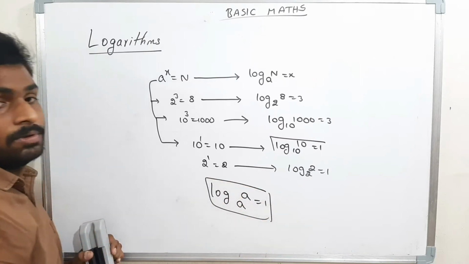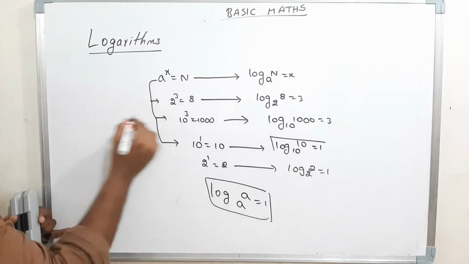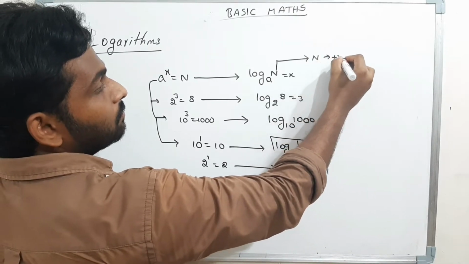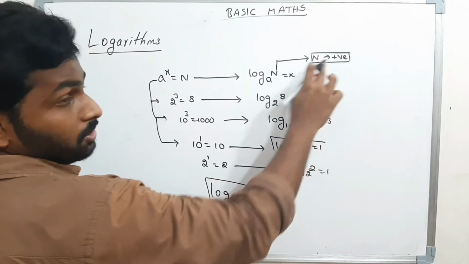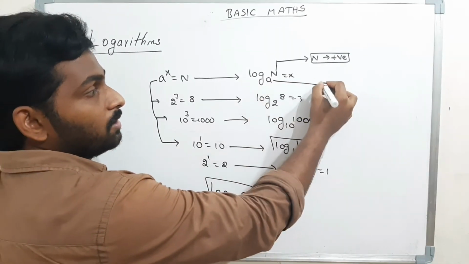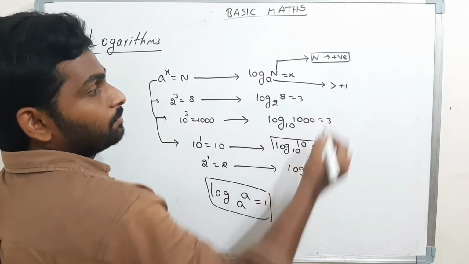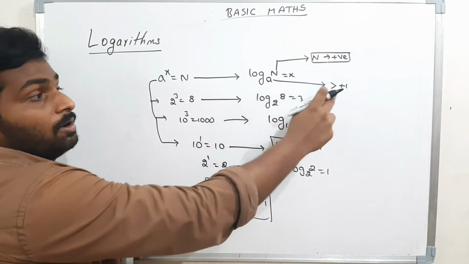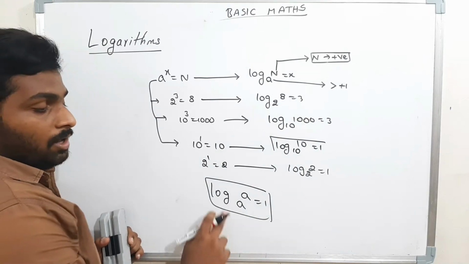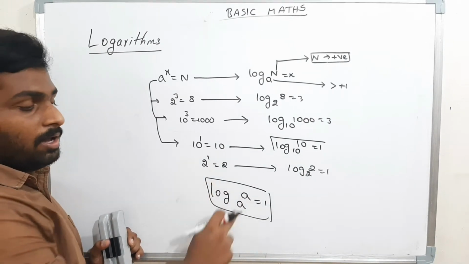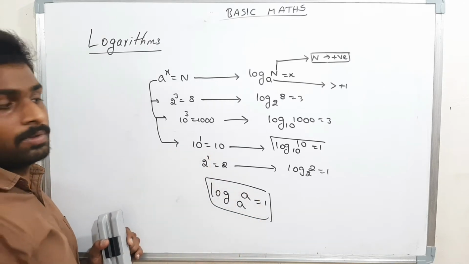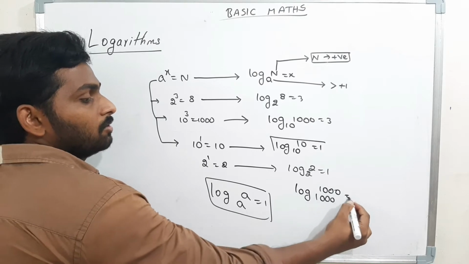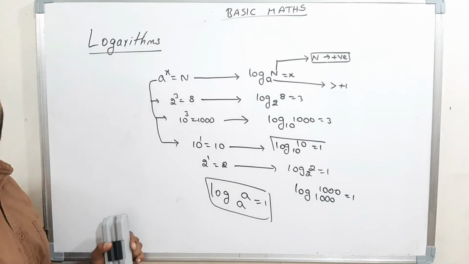a may be any value. And there is a condition. This n must be a positive value, always positive. And this a must always be greater than 1. Please remember that. And log a base a is always equal to 1. a may be any value, 2, 3, 4, any value. Log 1000 base 1000 is equal to 1. That's all. I think this is clear.